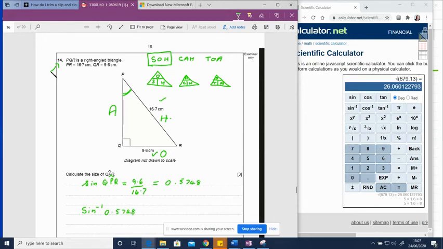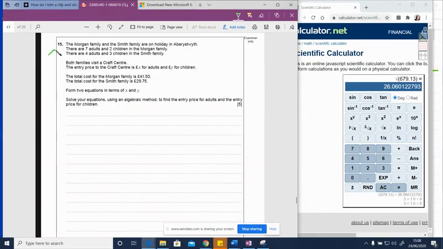And if you put that in your calculator, that actually gives you the angle of 35.1 degrees. So we can say that angle QPR is 35.1 degrees.